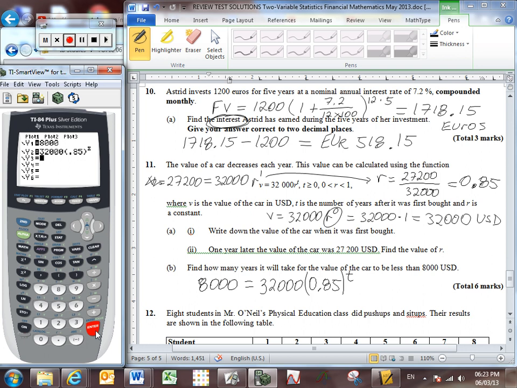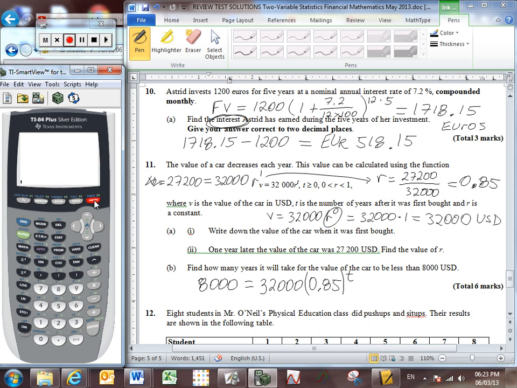And before I graph this, let's just consider my window. I need to make sure that 8,000 fits in for my y-max, so I'm going to put it safely above it at 9,000. And it's possible that it takes many years to occur. I think it's probably going to take 10 years to depreciate to that amount, but I'll just be safe and assume maybe it's going to take as long as 15 years.